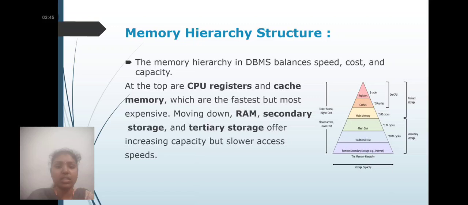Memory hierarchy structure. The memory hierarchy in DBMS balances speed, cost, and capacity. Here we can see the memory hierarchy structure. At the top are CPU registers and cache memory, which are fastest but most expensive. Moving down, RAM, secondary, and tertiary storage offer increasing capacity but slower access speeds.